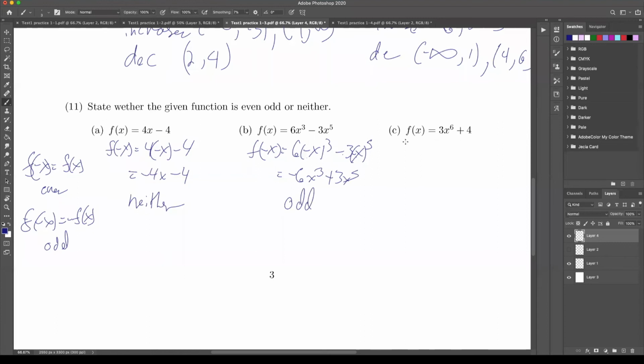And then here, if I have f of minus x, well, 3 of negative x to the 6 is just 3x to the 6, plus 4 is still just plus 4. So this ends up being the same, so this is even.